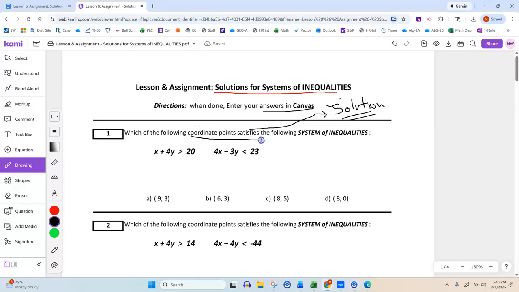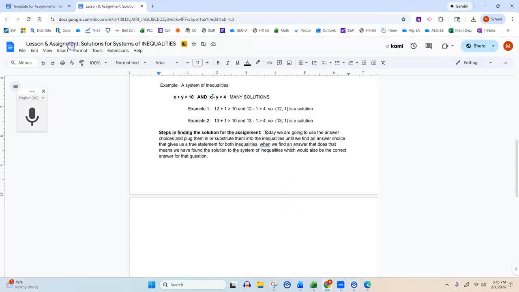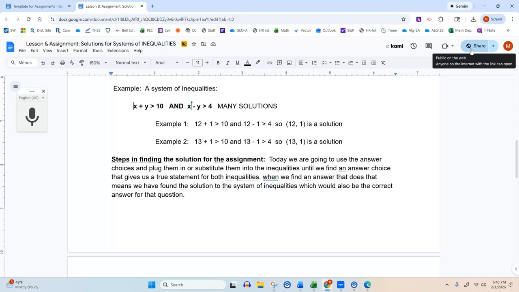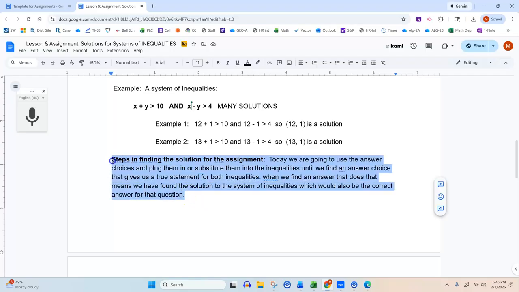Okay, if a coordinate point satisfies a system of inequalities, that means it is a solution, or at least one solution. There may be many solutions, but in this question type, only one of them is going to be correct. Go back to this Google document and read the steps for finding the solution for the assignment. Make sure you translate it if you need to.